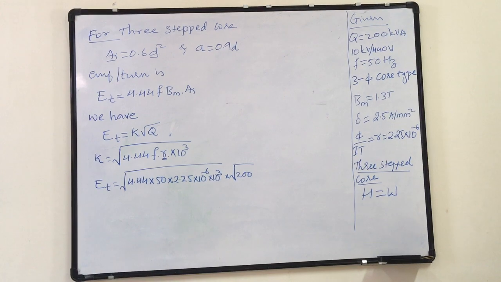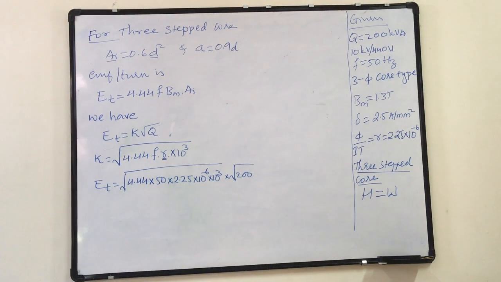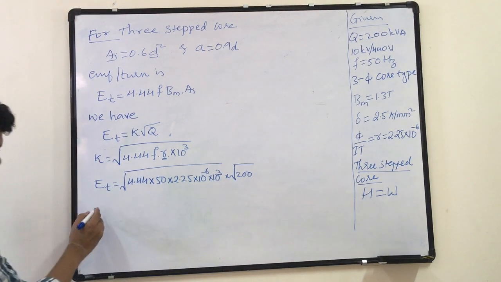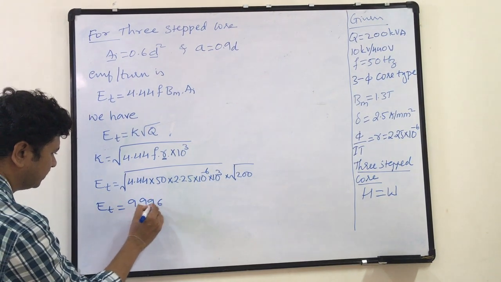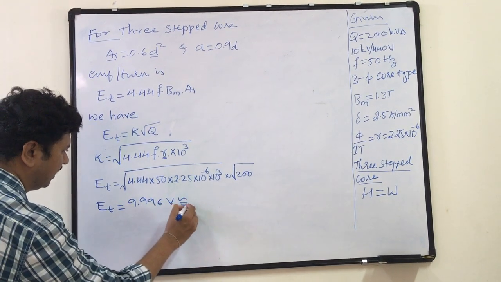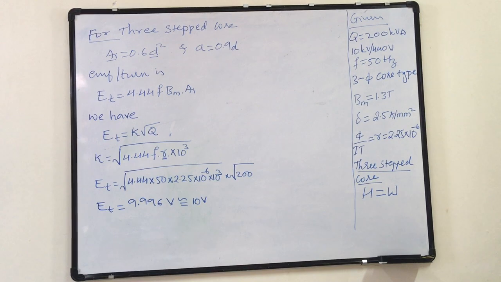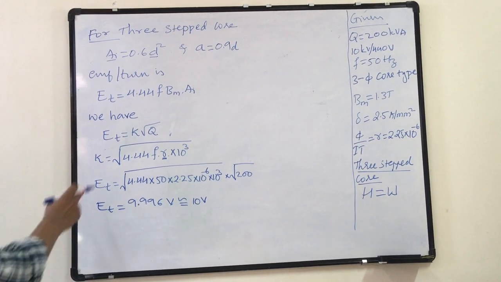KVA rating is 200. Please don't write 10 to the power 3 here, because that is already taken care of. You should be careful when you are substituting the value of Q and the value of delta in the equations. Now when I solve this, I get ET as around 9.996 volts. I will take nearly 10 volts. My EMF per turn is now 10 volts. So with EMF per turn 10 volts, I can now calculate what is AI.